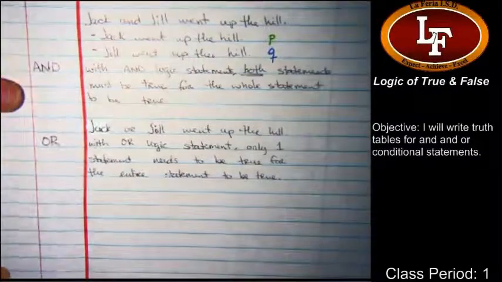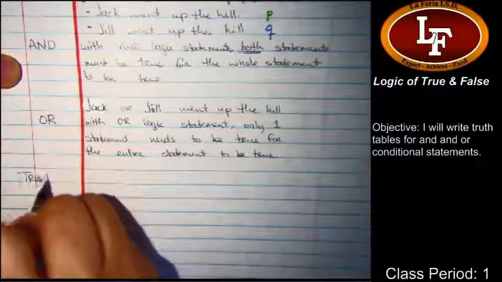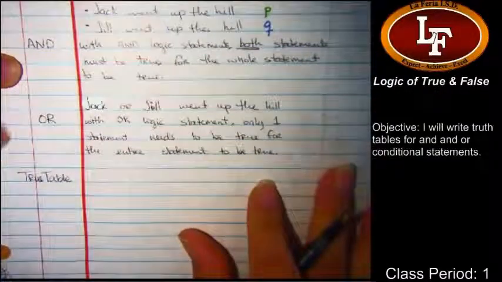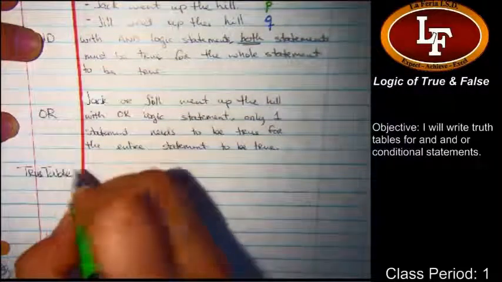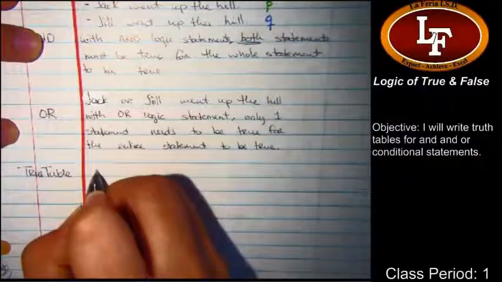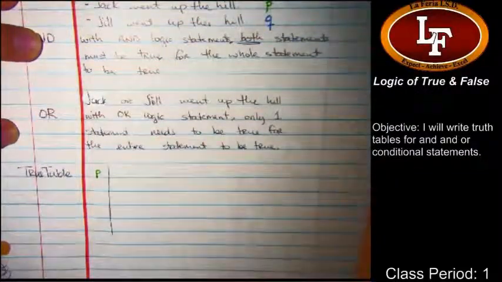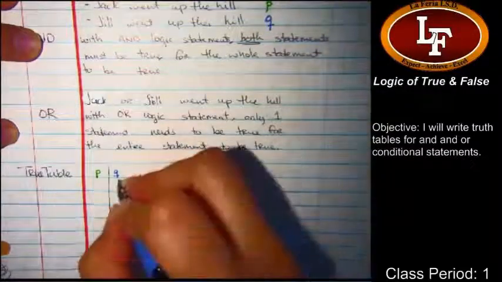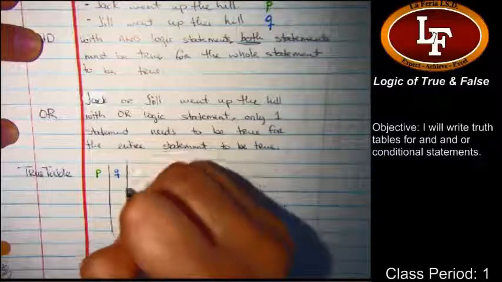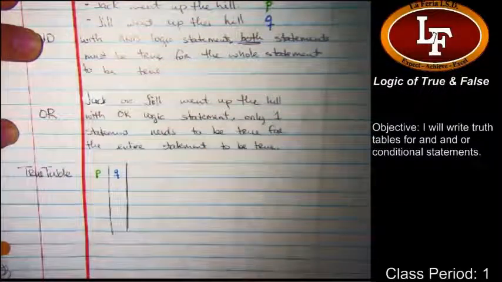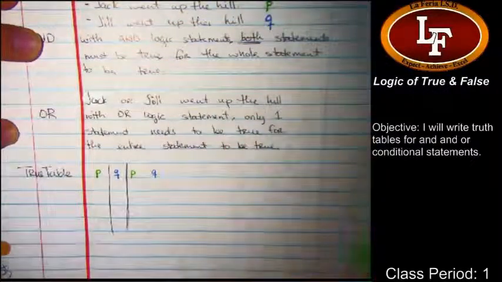Okay. So here's what our truth table is going to look like. Truth table. I invite you to have a seat at my truth table. I'm so glad you got that. Here's a statement P. Here's a statement Q. Whatever those statements happen to be, I don't know, I don't care. Okay? Here's the value of P and Q.